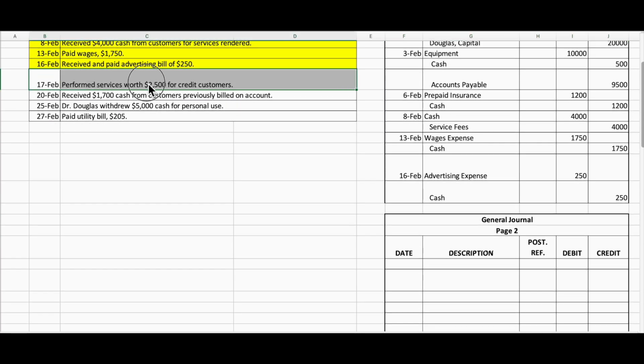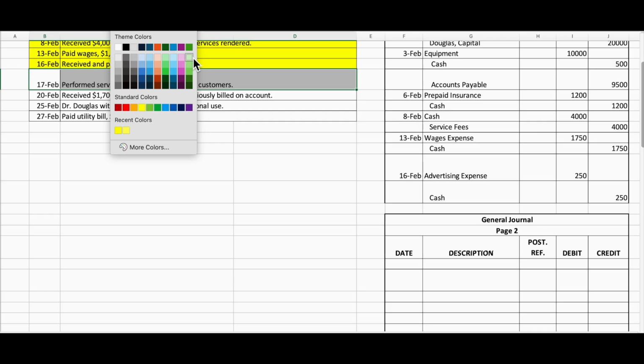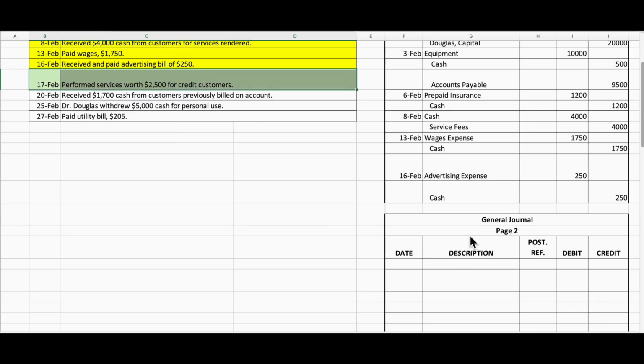Okay, so the first page of our general journal is full, so now we move down to the second page. So the first entry on the second page of the journal is February 17th. I'm going to just change the color so I remind myself this is on page 2. We performed services worth $2,500 for a credit customer. So what we're giving them is an accounts receivable bill in the amount of $2,500. In other words, they owe us, but we've already completed the service, so this is our services fee in the same amount on credit. Okay, on to February 20th, we received, so 3 days later, they're going to pay us part of what they owe us.